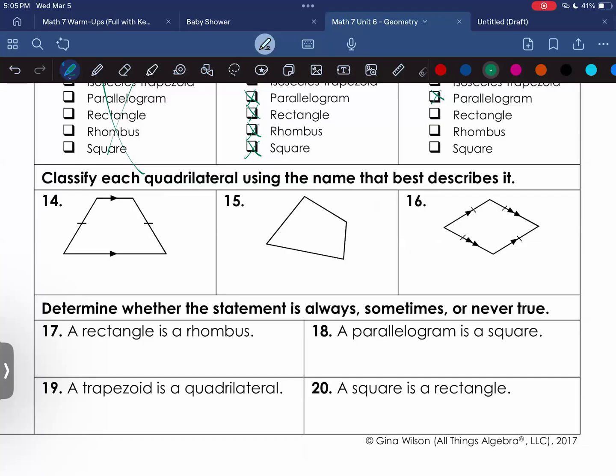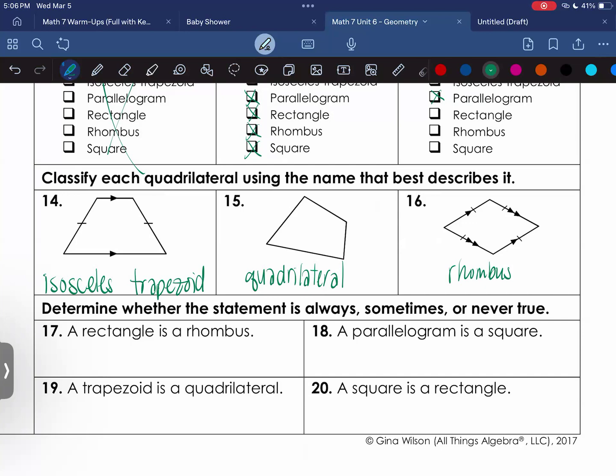Okay, 14, even though we didn't exactly go over this one, the best way to describe this is by calling it an isosceles trapezoid. That is the most specific way to name this shape. Number 15, the best we can do for this one is quadrilateral, right? There isn't a specific name for this shape. It's just four-sided. And the last one, rhombus, would be the most specific. You may have said parallelogram, but we could go even more specific by saying rhombus.